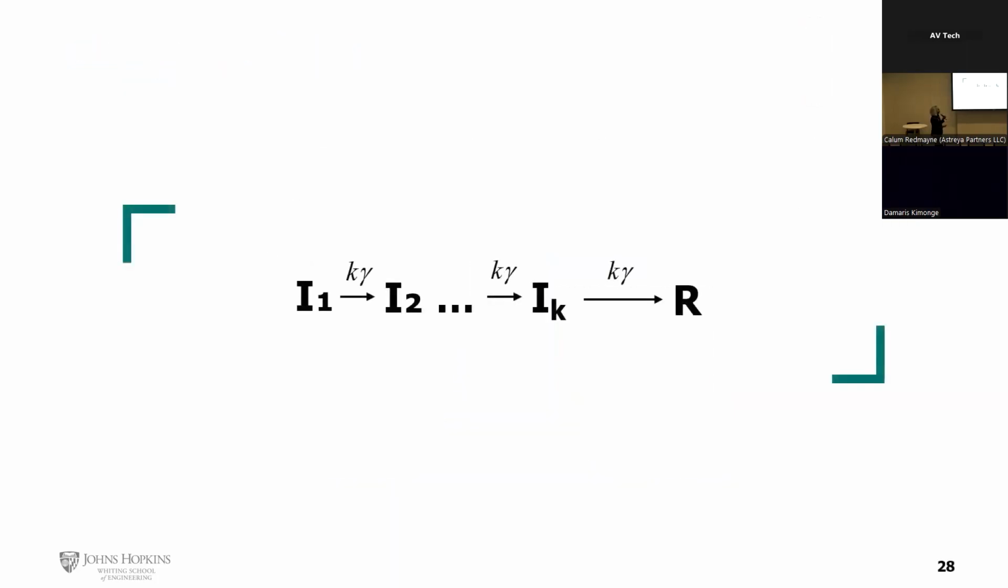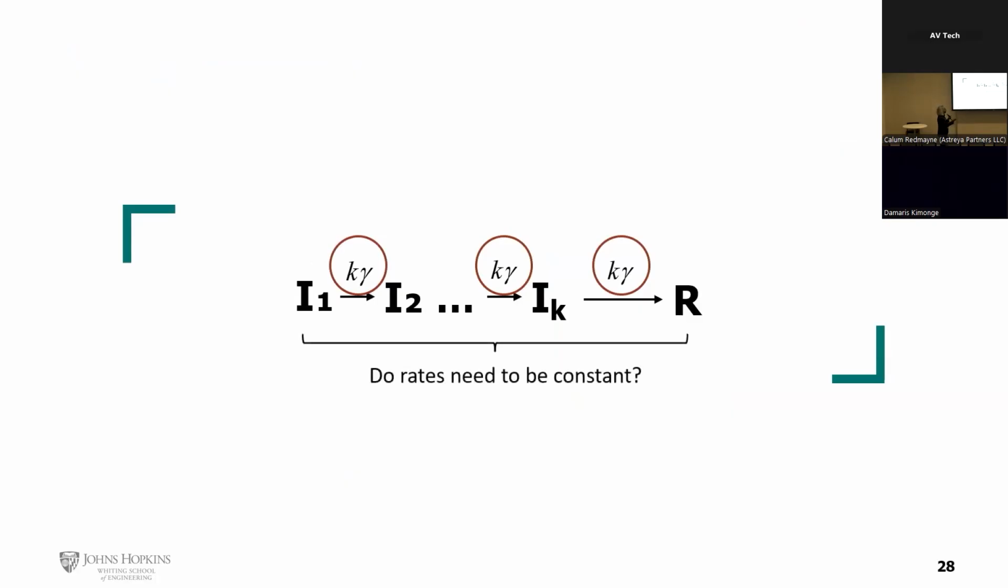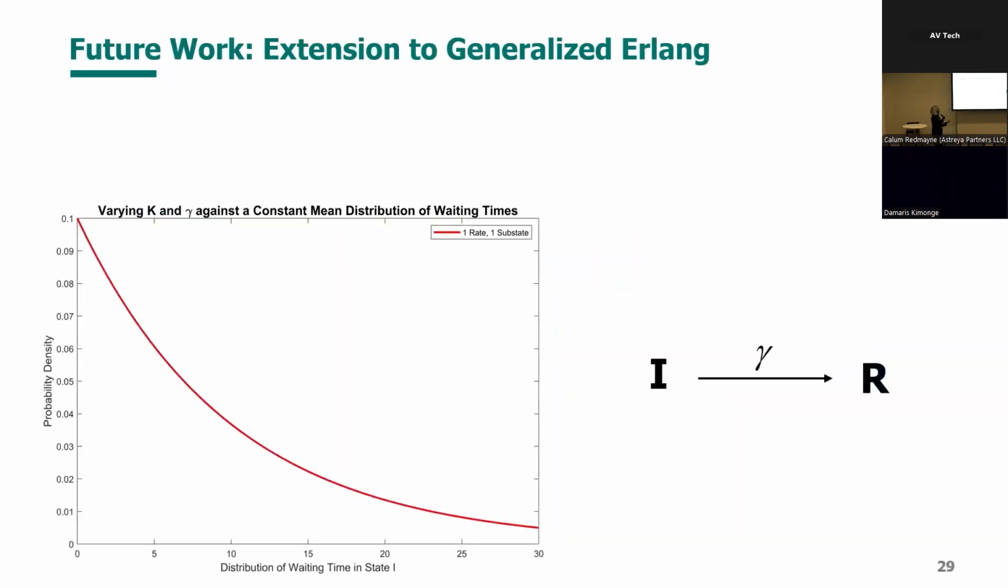And our third goal was we were looking at the Erlang distribution and wondering, okay, that's great, we can do multiple distributions, but why are we constrained to these rates being constant? That's one of the definitions of an Erlang distribution: you have constant rates between these states. Why can't these rates be non-constant or not the same as each other? Maybe that would give a bit more flexibility in terms of modeling. So just to show you a little bit of what that looks like.